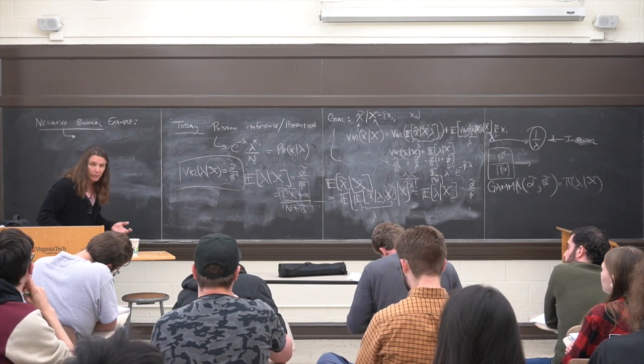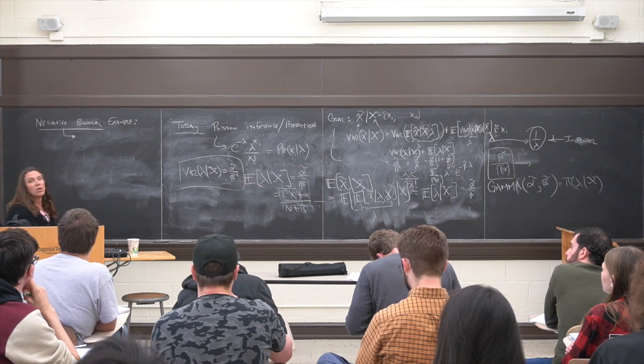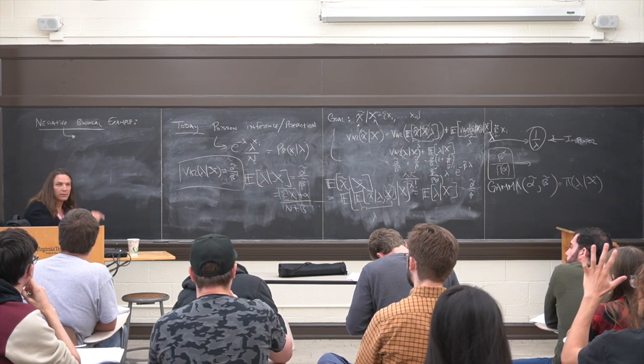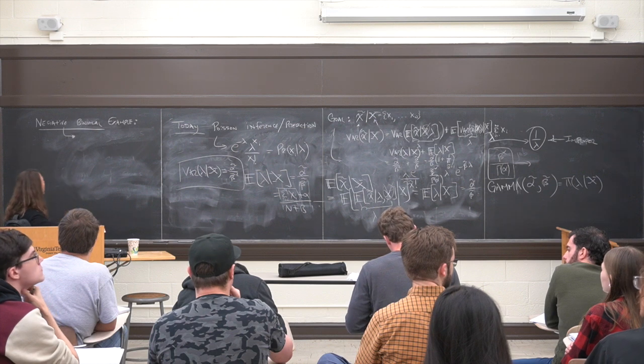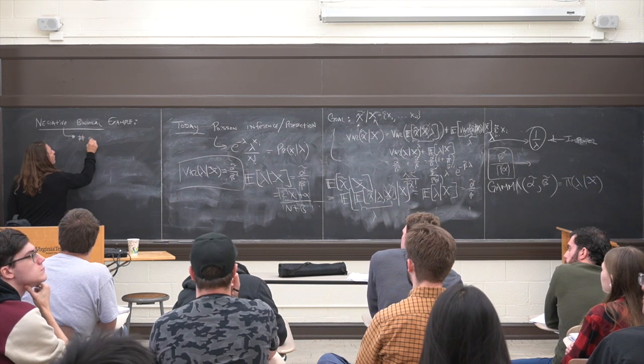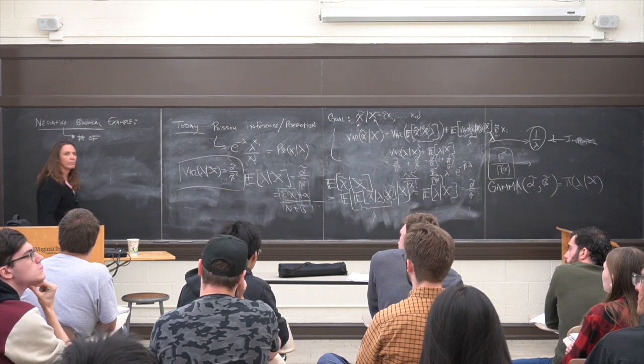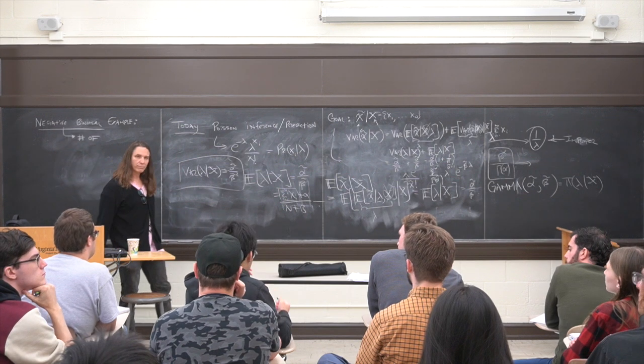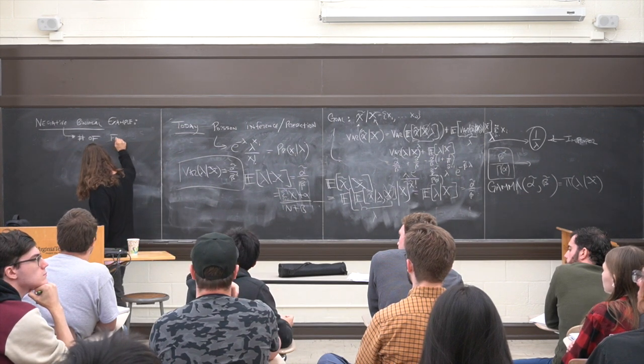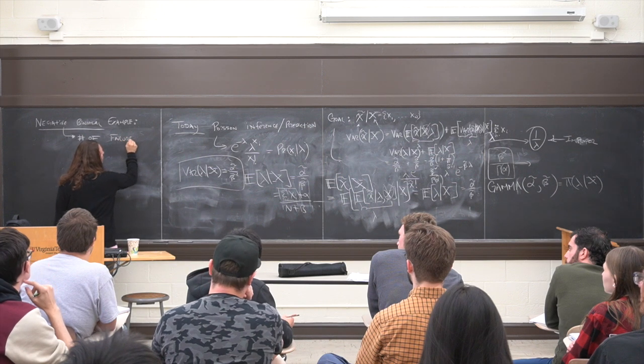So what is a negative binomial? It's the number of failures. So you're running Bernoulli trials. It's the number of failures before you reach the r-th success.